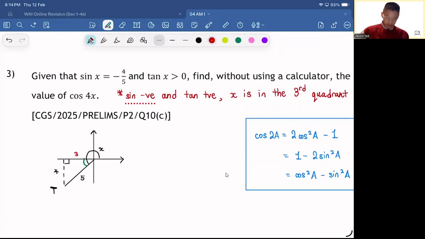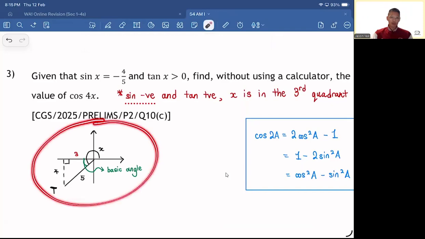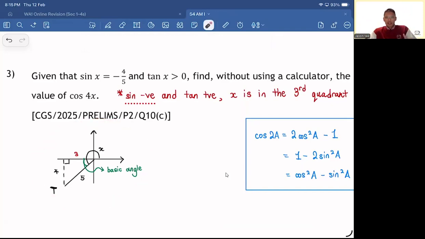This is 3. Then maybe I label it a bit clearer for those who are unaware. This is my basic angle. Always label this first before you proceed to the question. Not saying you will get the mark for this, but at least you draw, you are giving yourself a chance to think, I know how to proceed.